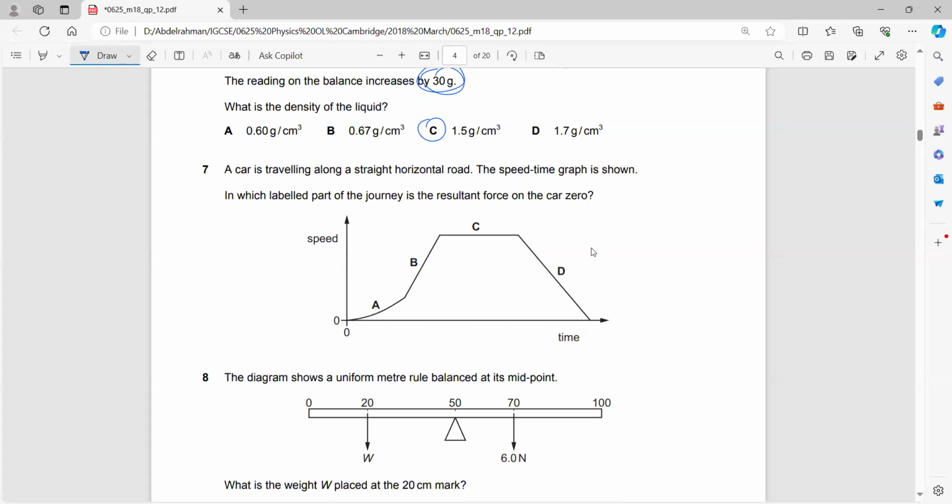A car is traveling along a straight horizontal road. The speed-time graph is shown. Which part of the graph shows a zero resultant force? When is the resultant force on the car zero? Yes, when the car is moving with a constant speed. When the car is moving with a constant speed, you have a zero resultant force.